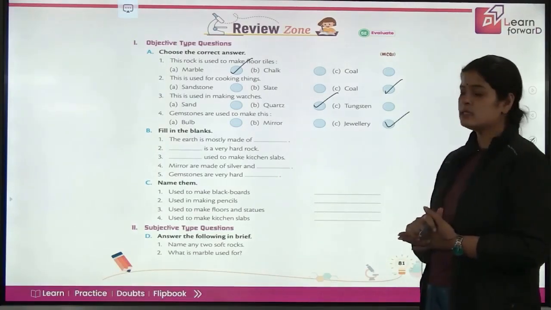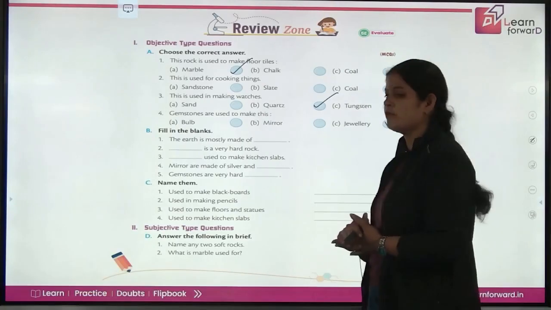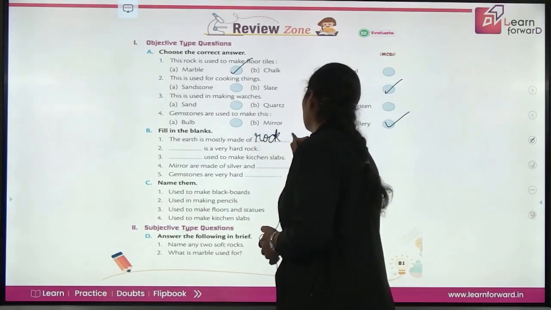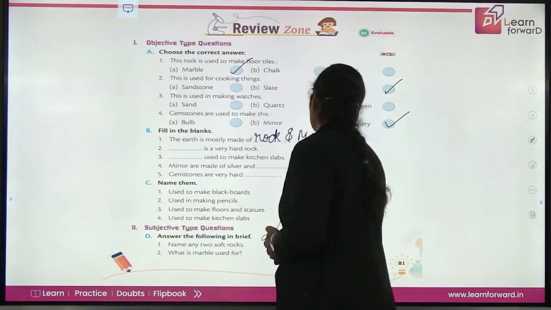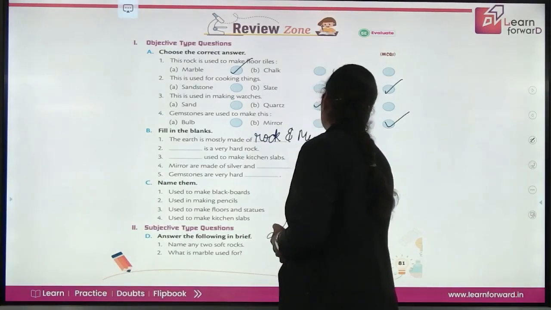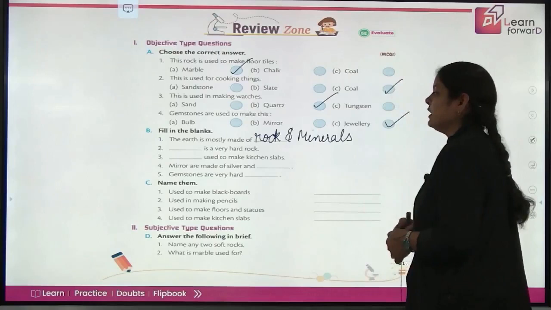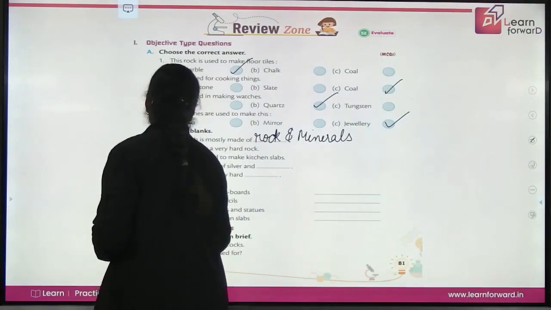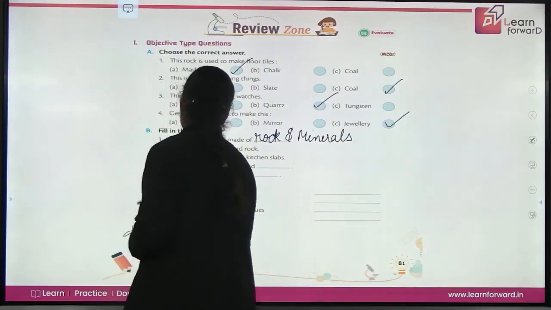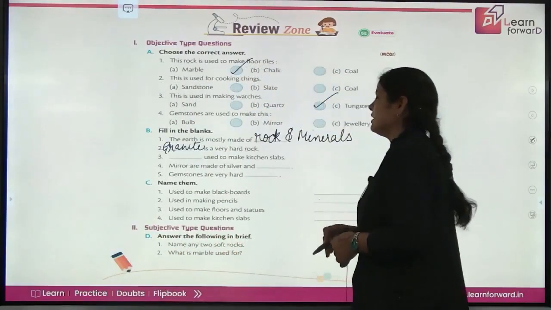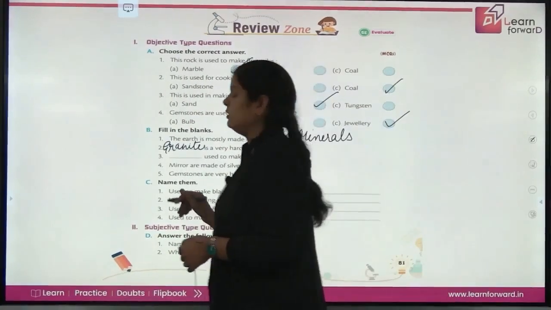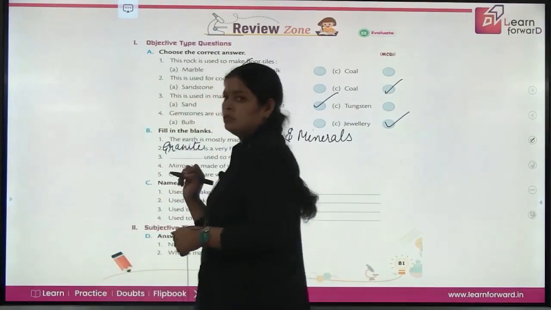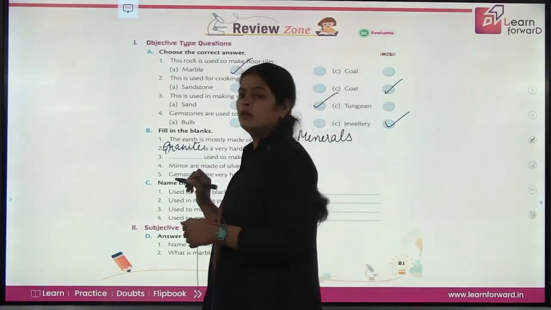Fill in the blanks. The earth is mostly made of rocks and minerals. Granite is a very hard rock. Granite is used to make kitchen slabs.